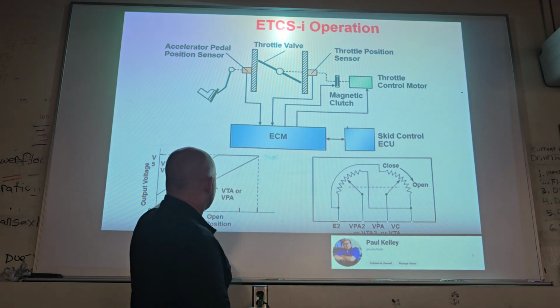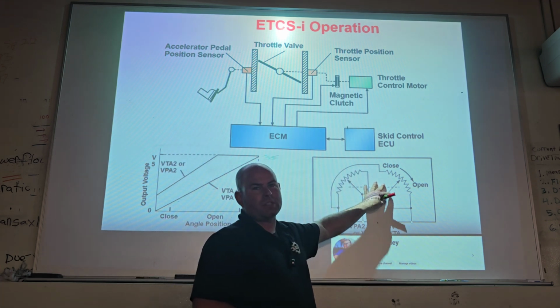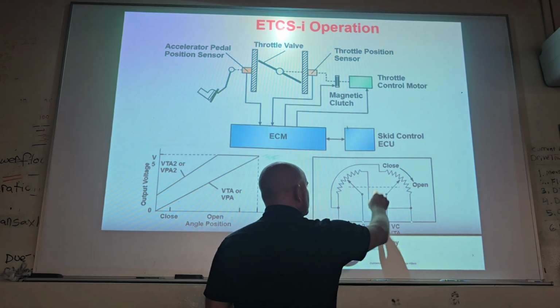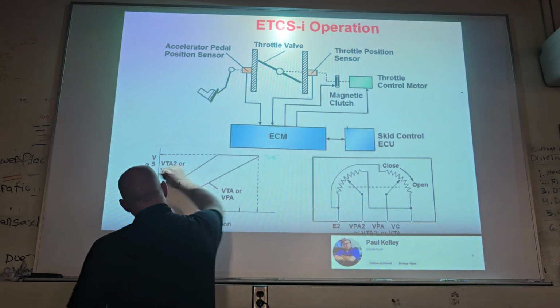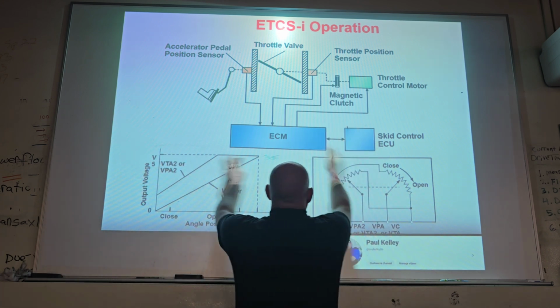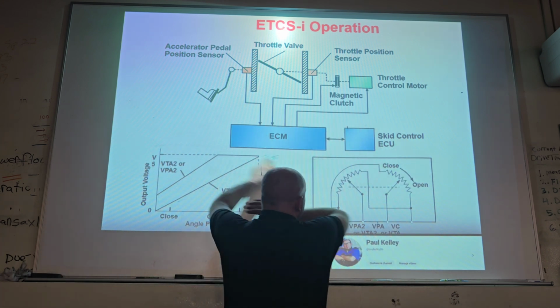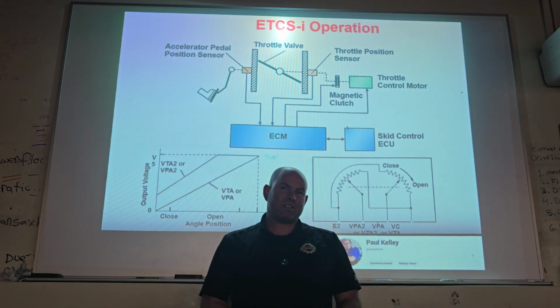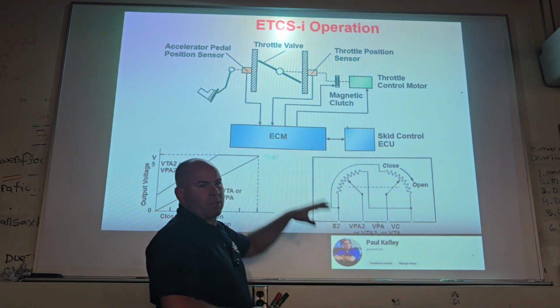So there's double redundant sensors on the pedal and there's double redundant sensors on the throttle. If these two disagree with each other, kill the throttle. If these two disagree with each other, kill the throttle. If this disagrees with this, kill the throttle. If there's any sort of variation at all, kill the throttle. Kind of frustrating. But all these are inputs to the transmission.